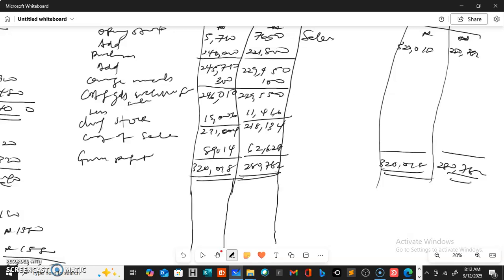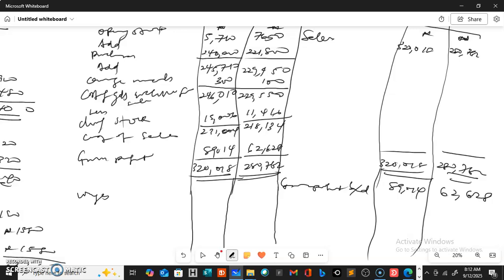So profit or loss account. So bring down the gross profit. Gross profit brought down. Okay, so we have 89,014 and 62,628. Okay, so we have our wages from the question. Wages, these are expenses. We have 7,600 for A. For B, we have 3,000.